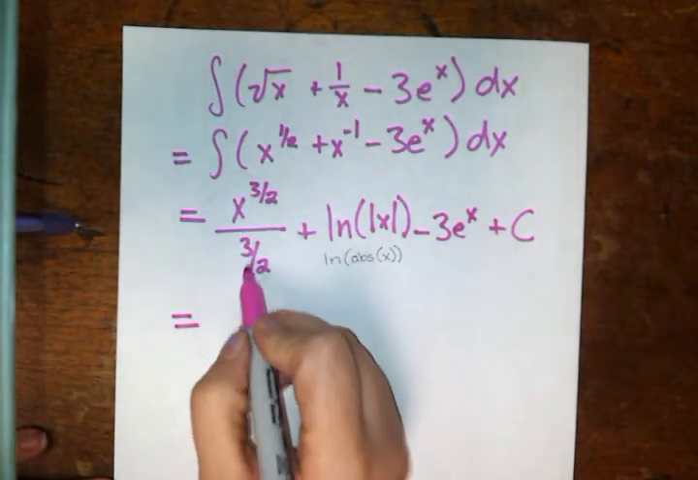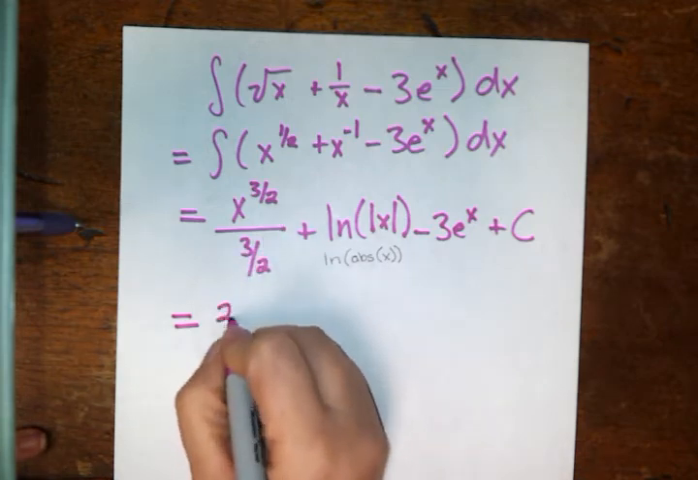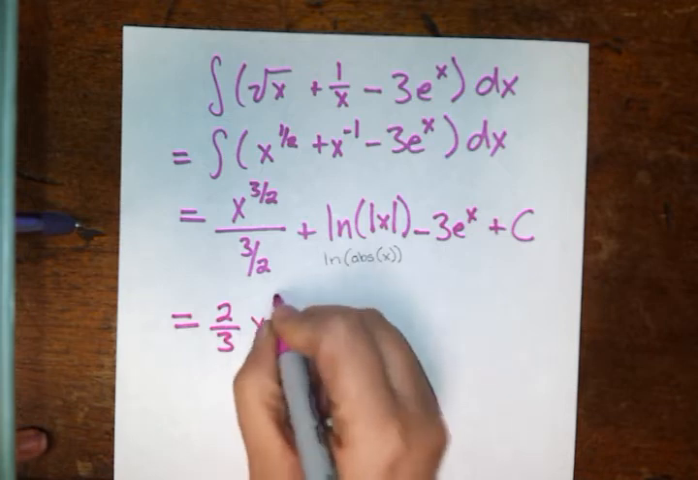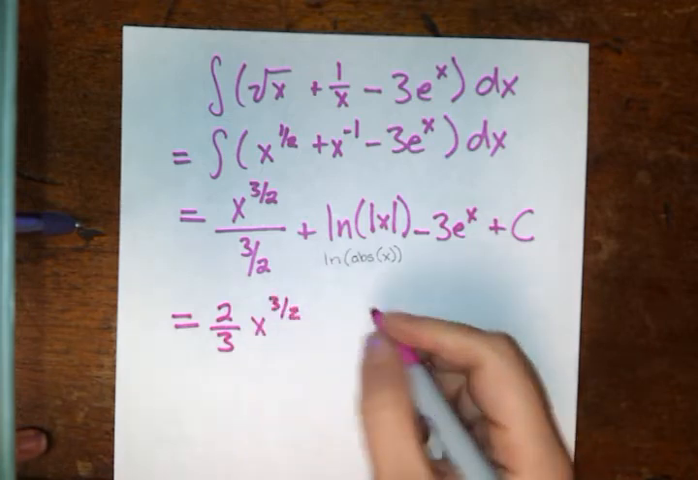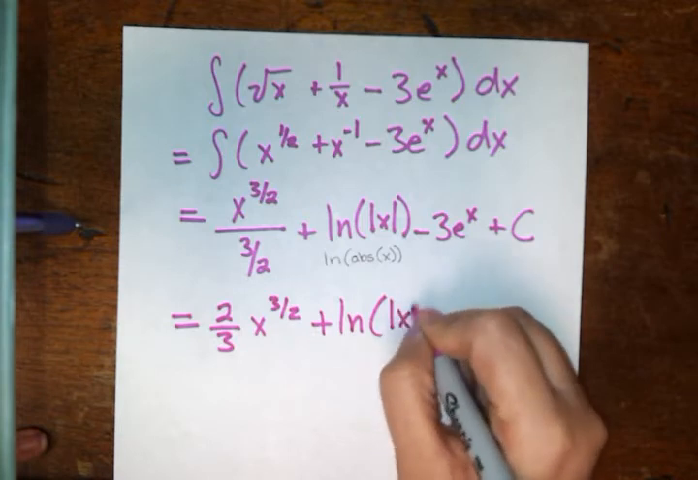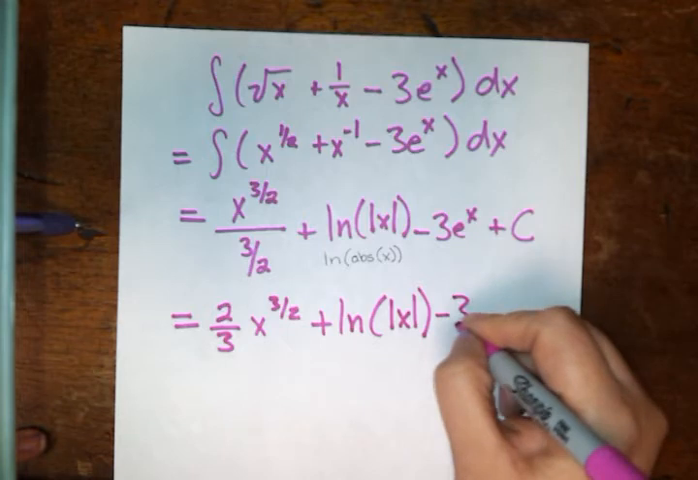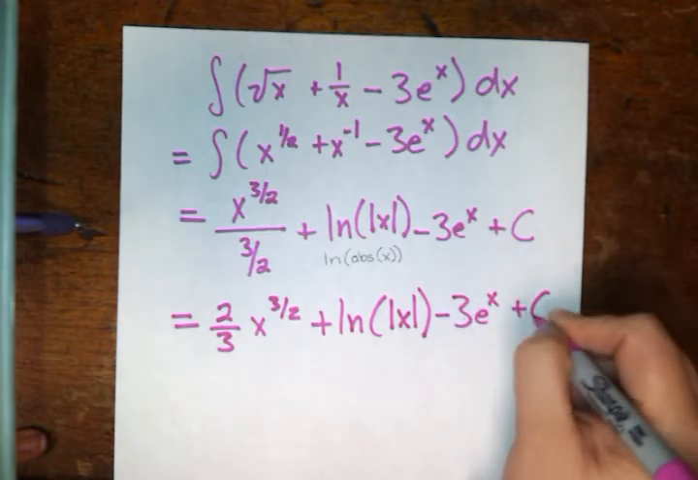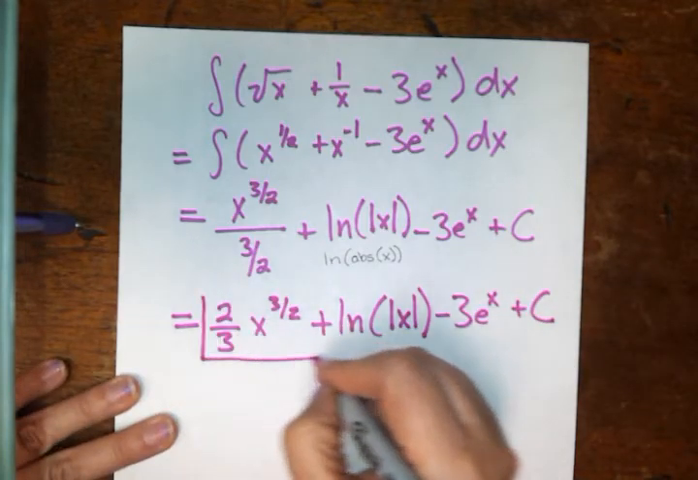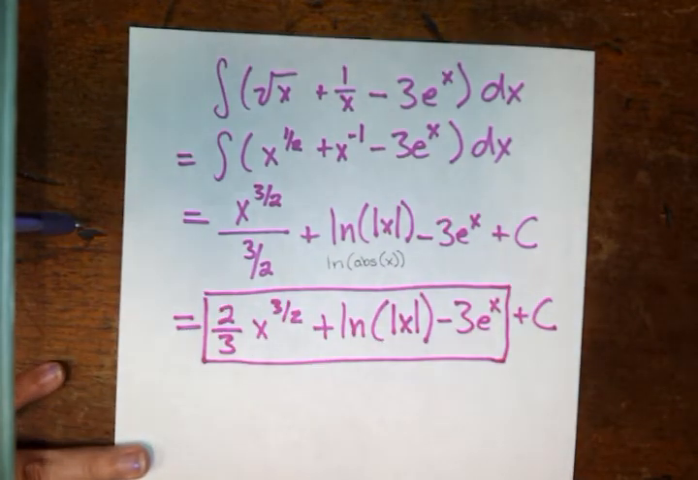I want to get that fraction out of the denominator there, and to do that I just need to bring it up and flip it, so that gives me 2/3 times x to the 3/2 plus the natural log of the absolute value of x, do not forget the absolute value signs, minus 3e to the x plus c, but they give you the plus c already, so this is what you're going to enter into the box.